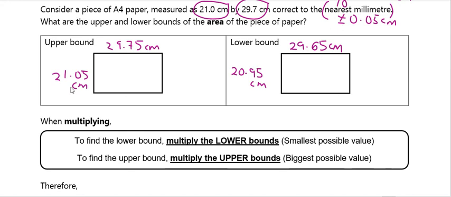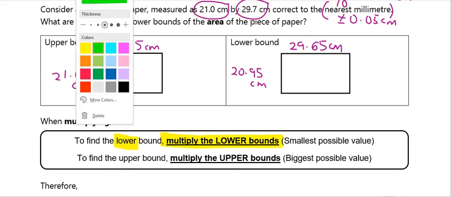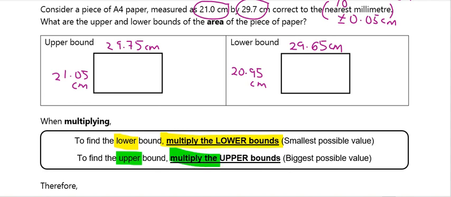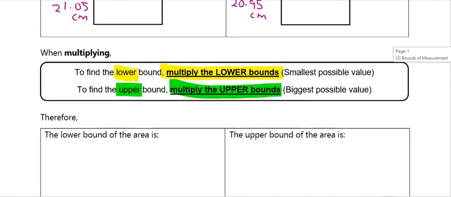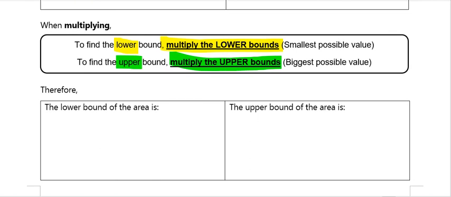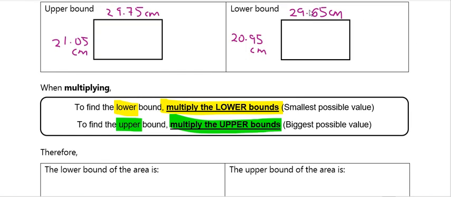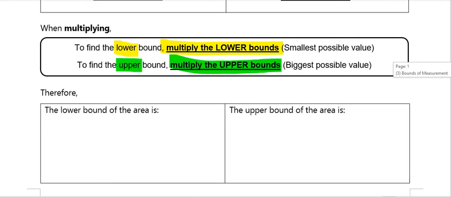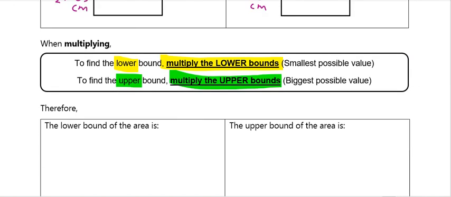So when you try to find the area, you are basically multiplying the length and the width together. When you multiply to find the lower bound, you have to multiply the lower bounds of your measurements or dimensions. And for the upper bound, you have to multiply the upper bounds of your measurements. Therefore, the lower bound of the area will be 29.65 multiplied by 20.95.